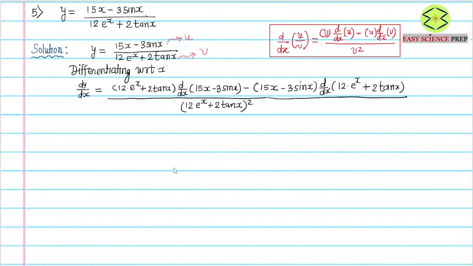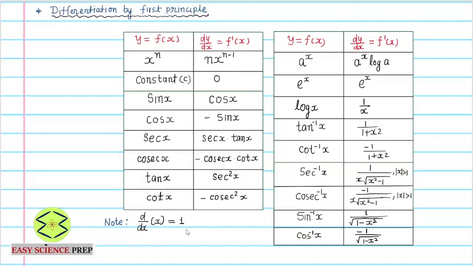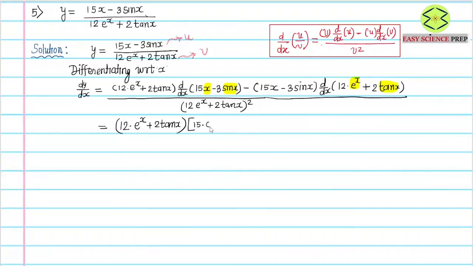So now we can apply the results. The derivative is only applicable to x and sin x because 15 is a constant, and here the derivative is only applicable to e raised to x and tan x. So we will apply it subsequently and see what results we get. So it will be 12 e raised to x plus 2 tan x. Now 15 is a constant as it is, times the derivative of x. The derivative of x, I have already told you, is 1. Okay, you will get times 1, minus 3 is a constant as it is.